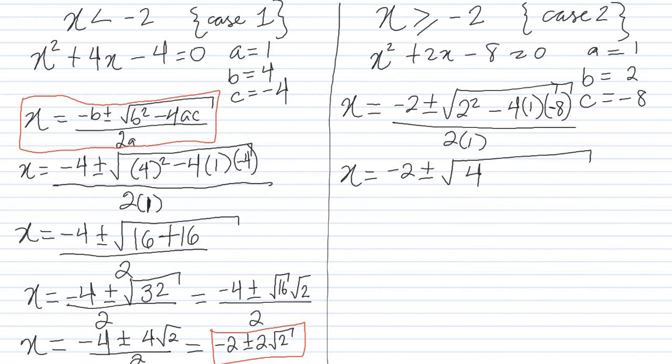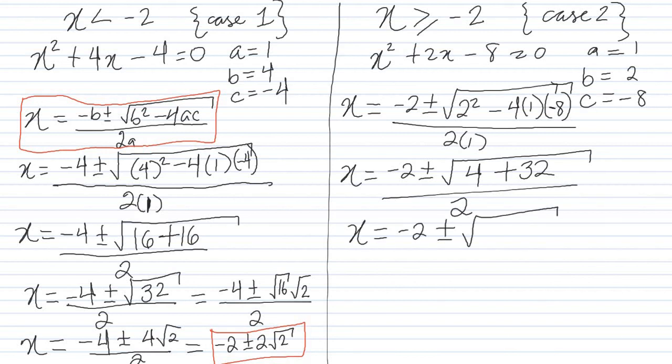Negative 4 times 1 is negative 4 times negative 8. That will be 4 times 4 is 32. 4 times 8 is 32 plus here. So 32 divided by 2. So that will be x equals negative 2 plus or minus the square root of 36 here over 2. That will be x equals negative 2 plus or minus 6.